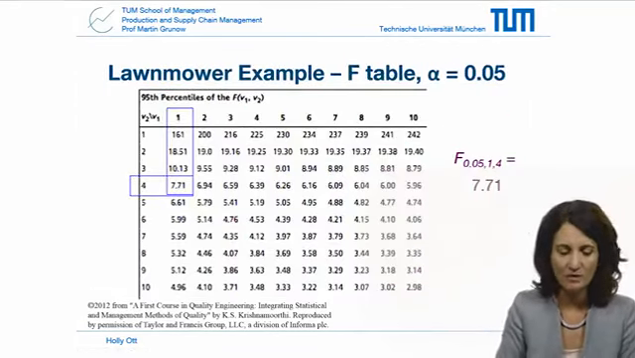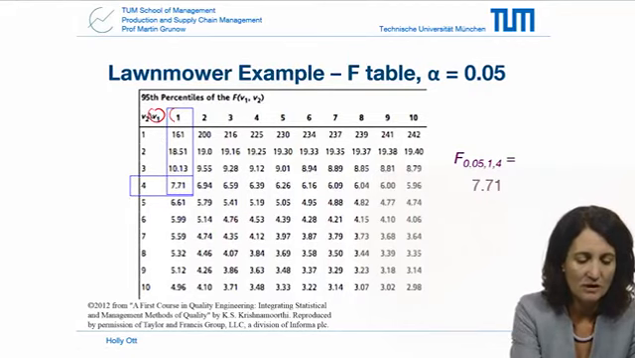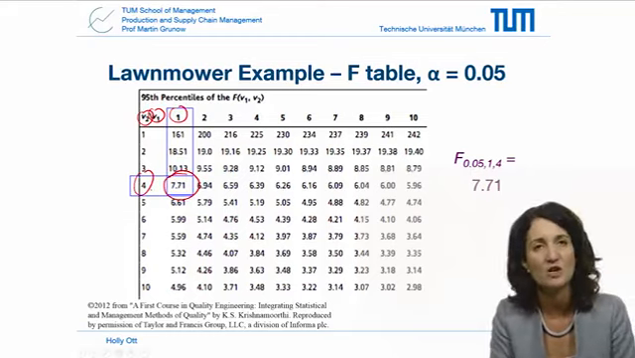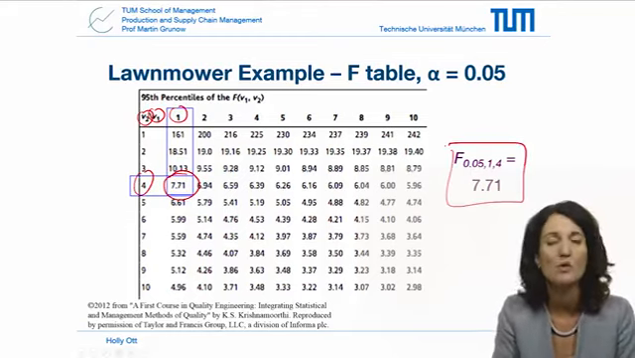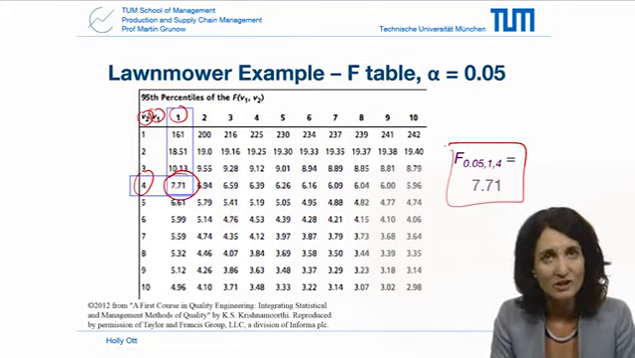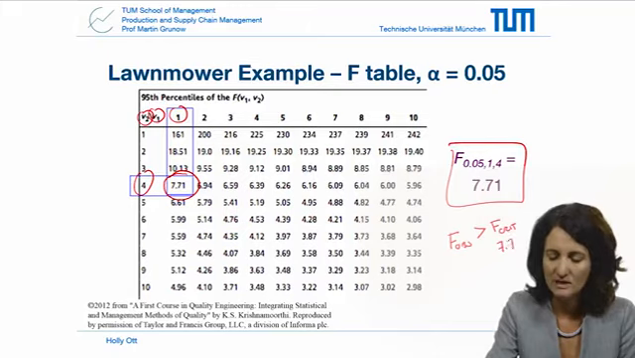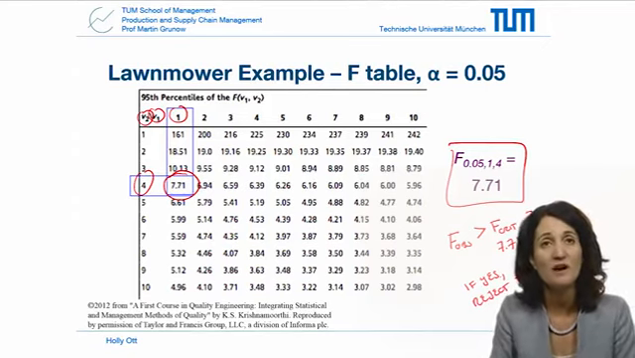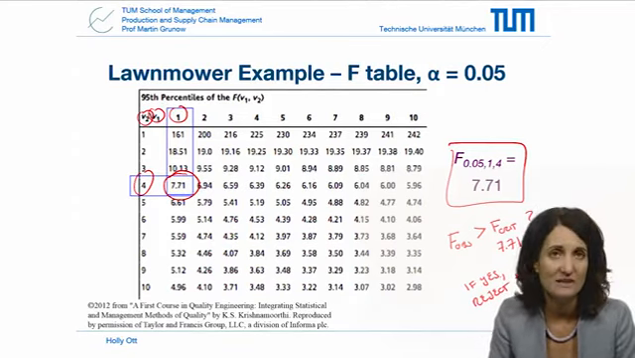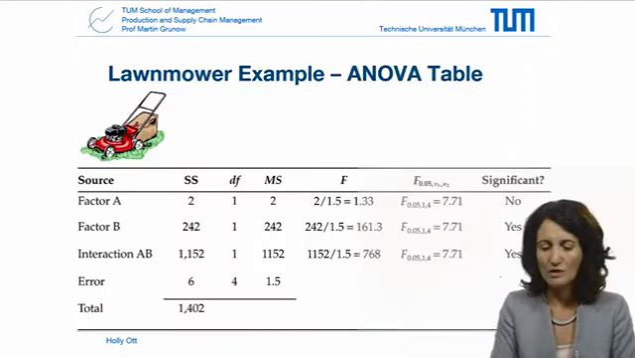So we go to our F table. Here we have V1 is always equal to 1, and V2 is equal to 4. So we see for all of our cases, our critical F value is equal to 7.71. And again, what were we trying to do? We were trying to see if our F observed is greater than F critical, which is in this case 7.71. And if yes, then reject the null hypothesis. And again, the null hypothesis was that there was no difference. They're not significant.